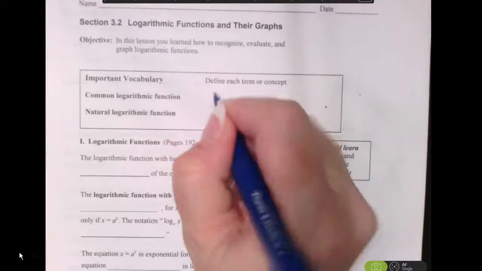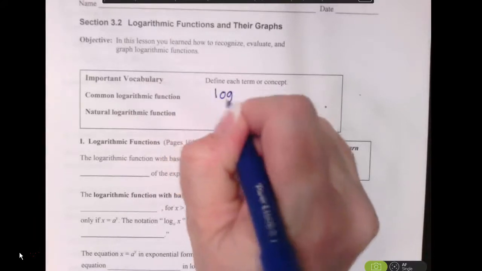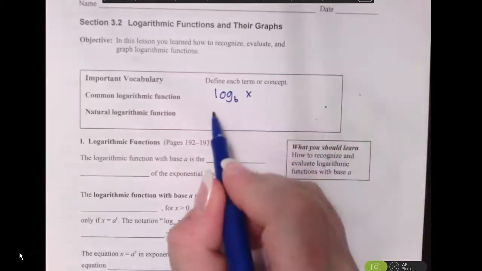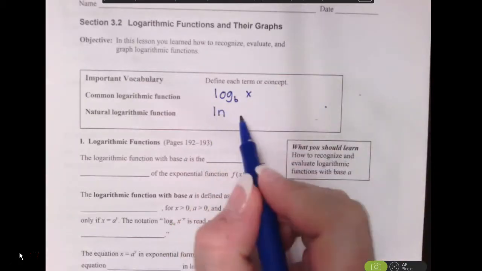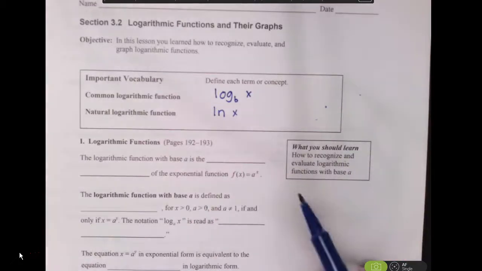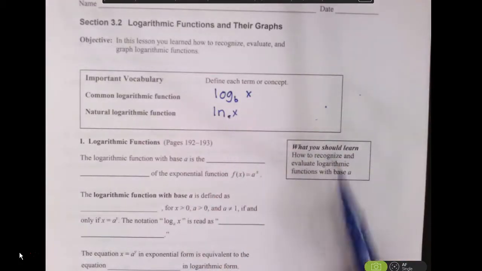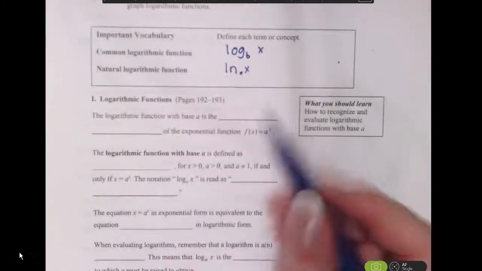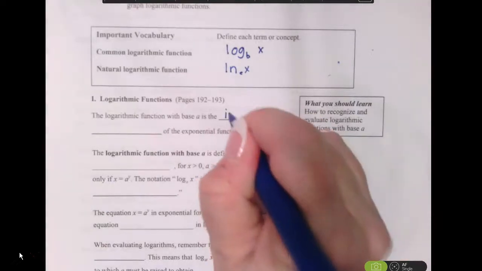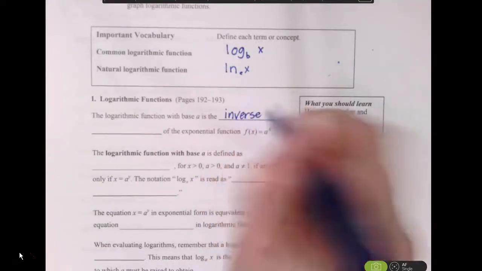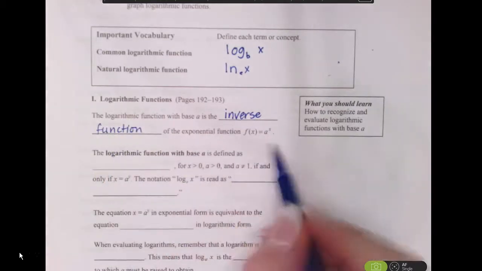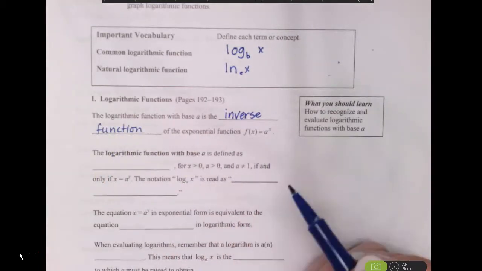So we're going to be using the common logarithmic function, which is a log with a base b of x, and then we're going to use the natural logarithmic function, the natural log of x, and that has a base of e. And we're going to see that the logarithmic function with the base a is the inverse function of the exponential function f of x equals a to the x.